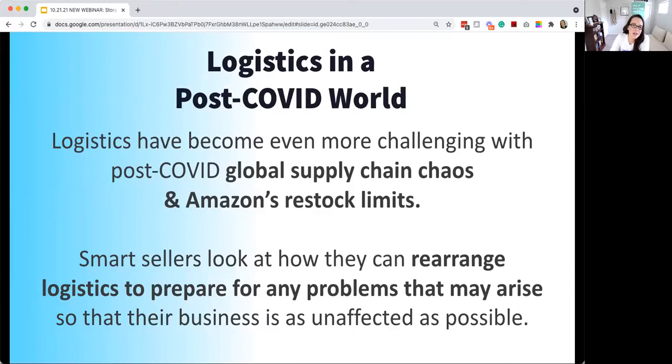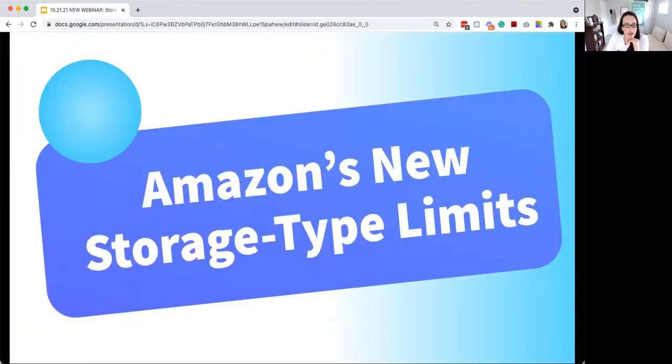So first of all, the logistics of the post-COVID world, we know that supply chain is crazy. We know that restock limits are crazy. The smart sellers are rearranging their logistics to prepare for any problem that may arise, and they have to be flexible. Flexibility is vitally important. So first of all, let's talk about the problems. First, we have restock limits, then we have supply chain issues.